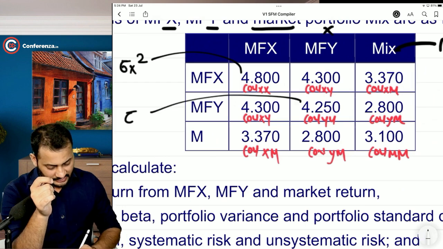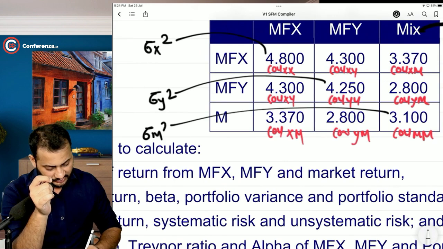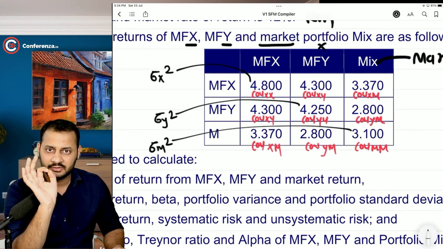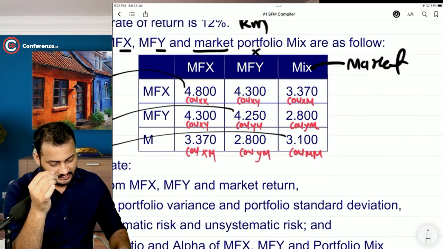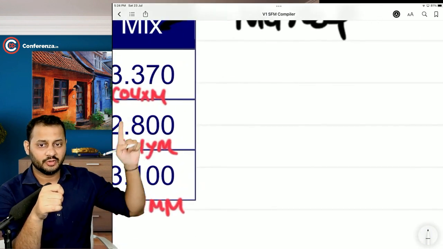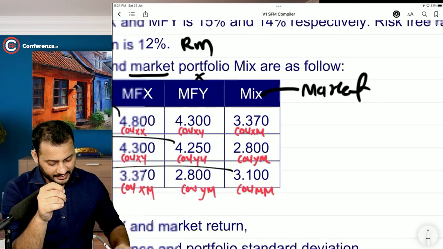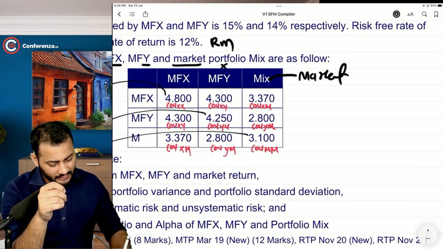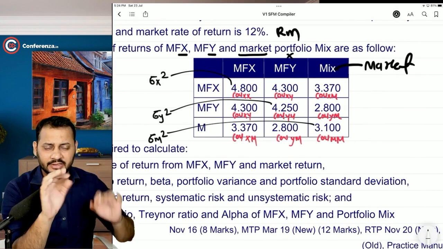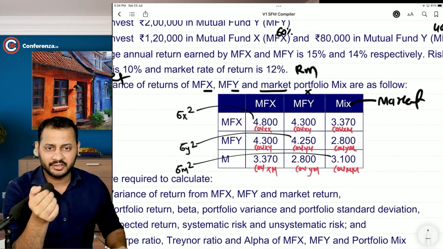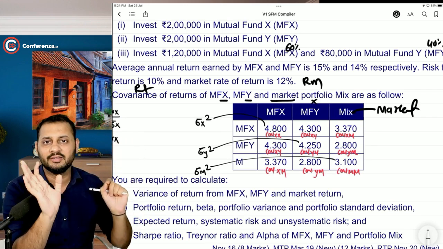So this is standard deviation of X square, variance. This is standard deviation of Y square, and this is standard deviation of M square, that is market. Okay. Now, a couple more things. This is covariance of XM, covariance of YM, covariance of MM. Now, please understand, let's go step by step. This much is the explanation that I wanted to give you before starting the question, because understanding this table is the most important part in this question.